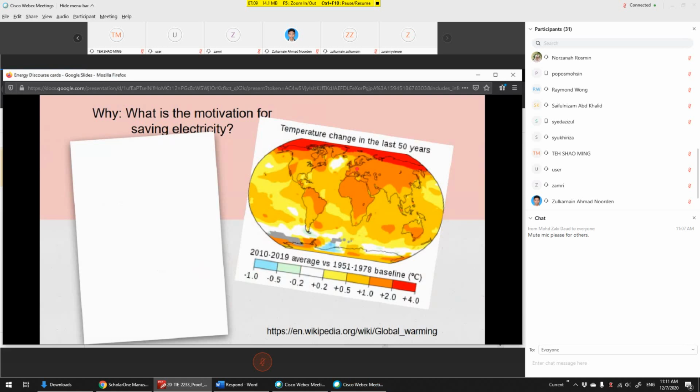La Nina and El Nino effects are an example of the outcome of global warming. So we have to do our part, and if you want to know more, global warming is very directly related to our carbon footprint. And so let's go through the motivation of why we need to save electricity.